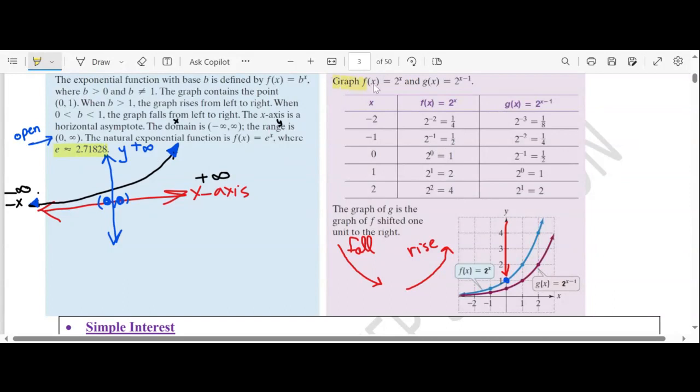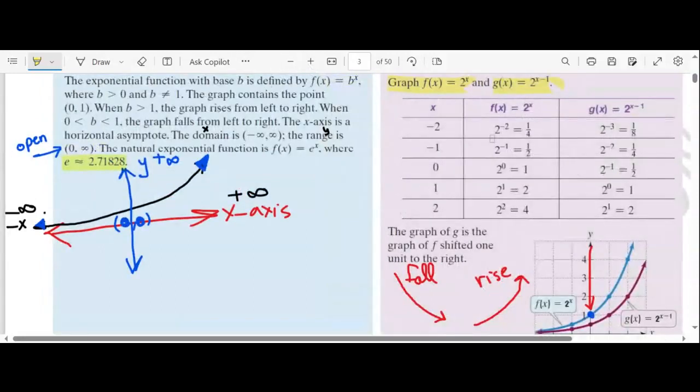Now, I'm asking you here to graph f of x equals 2 to the power of x and g of x equals 2 to the power of x minus 1. Can you see that? Yes or no? So we make a table and we put x values. We start with the easiest value. What is the easiest value? 0. And then you put the function here, 2 to the power of x, and put the other function. What's the second function?